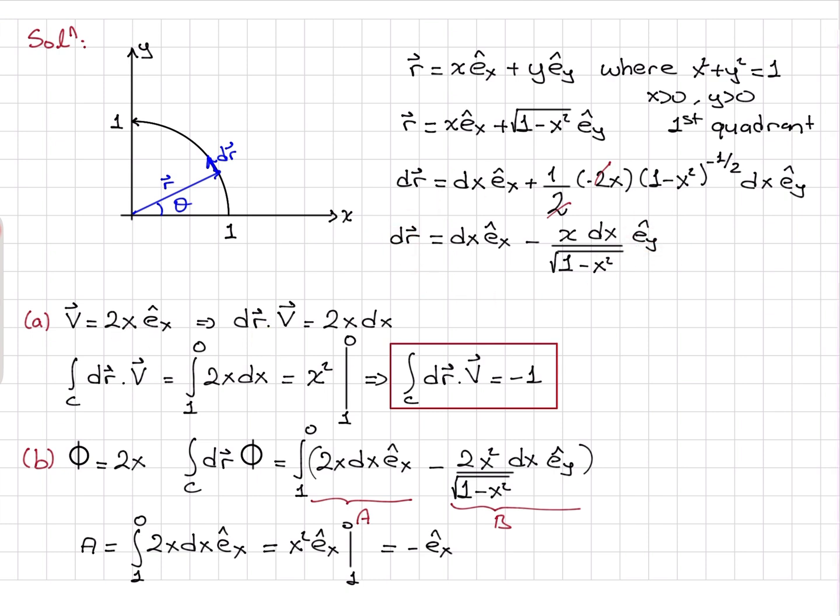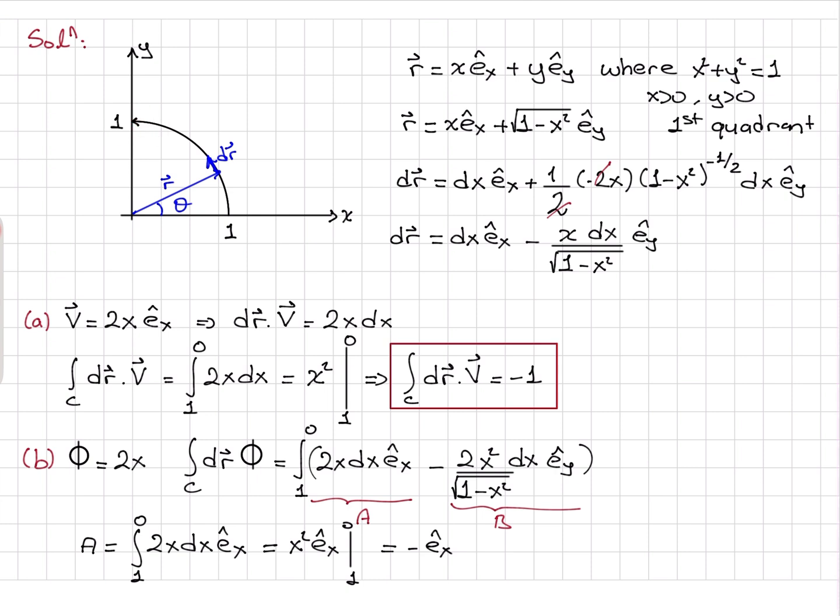For the v vector dot product with the differential displacement vector, ex hat dot ex hat is 1, so that gives me 2x dx. ey hat doesn't give any contribution, and x goes from 1 to 0, so 2x dx gives me x squared from 1 to 0, which is minus 1. As for the function phi, 2x, I have 2x dx ex hat minus 2x squared dx over square root of 1 minus x squared dx ey hat. And x goes from 1 to 0 on this path.